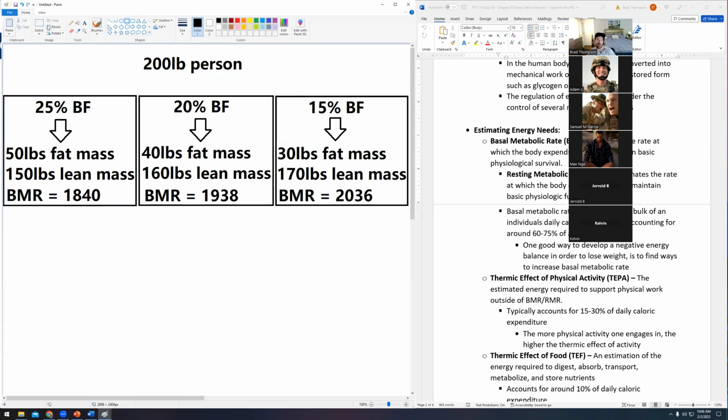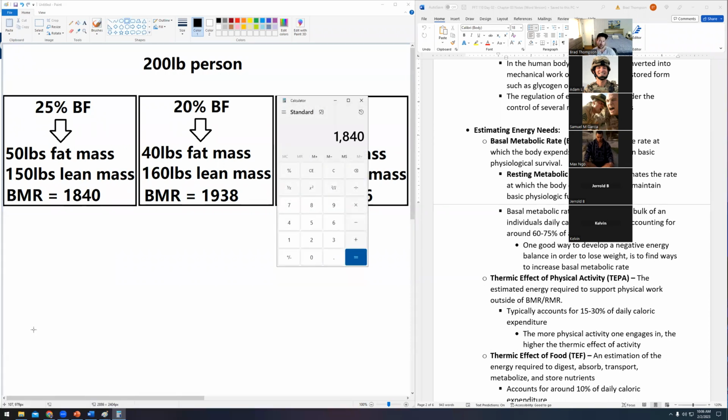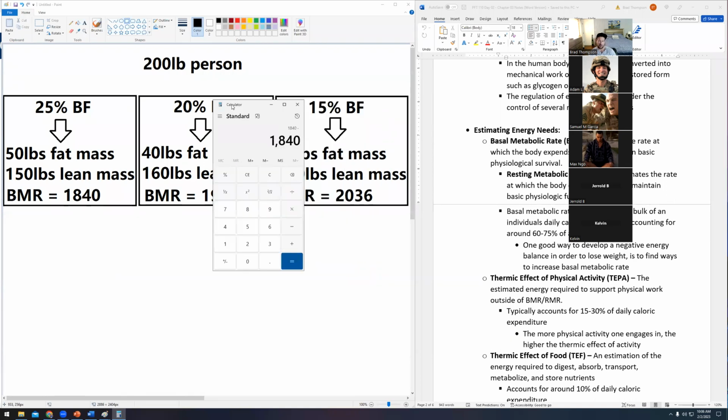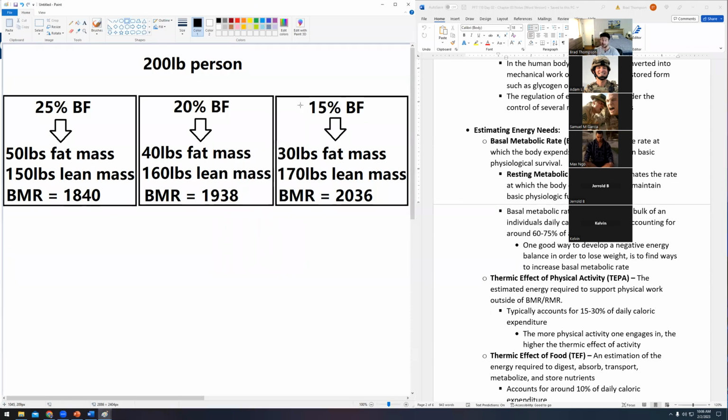Because if I took 3 200-pound people, one of them at a body fat here, here, and here, if I've got 3 different individuals, those are 3 very different caloric needs. I mean, that's a difference of 1840 to 2036. That's a difference of 200 calories a day, just burned passively.